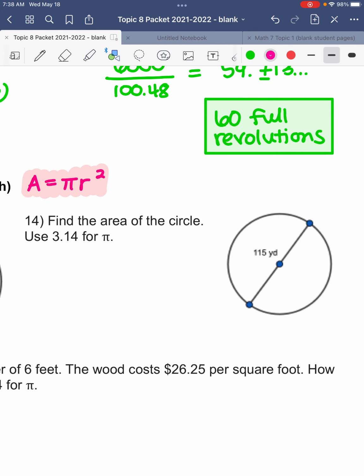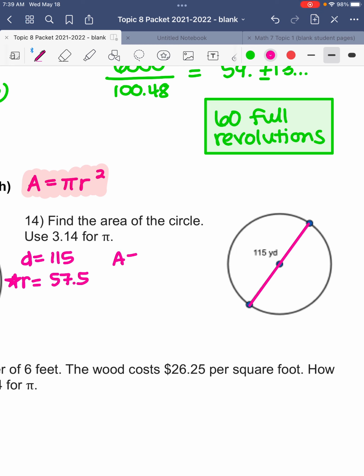Now, number 14, it says find the area of the circle, use 3.14 for pi, but this time I was given a line that goes from one edge all the way through the center to the other edge. So I was given the diameter. So the diameter of this circle is 115 yards. Well, that doesn't help me for my formula. I need to know the radius. So how do I find the radius? Well, it's just half of 115. And if I put that into my calculator, 115 divided by 2, I get 57.5. So 57.5 is my radius, and that's what I'm going to use in my area formula.